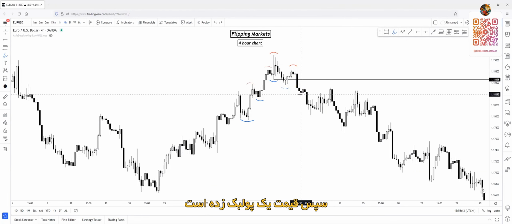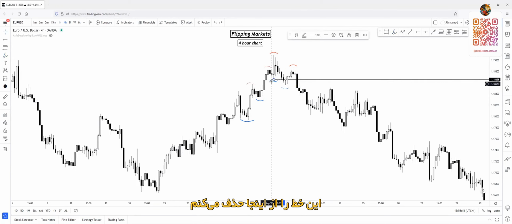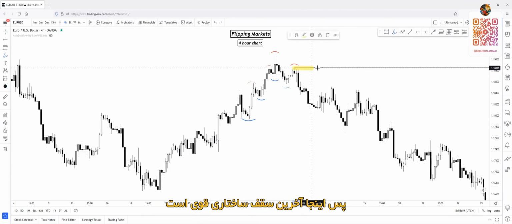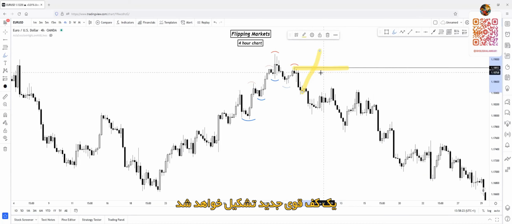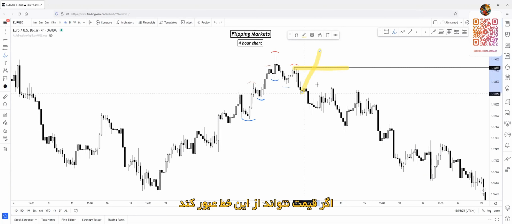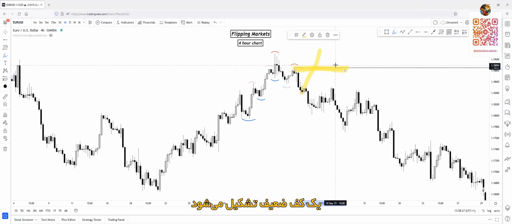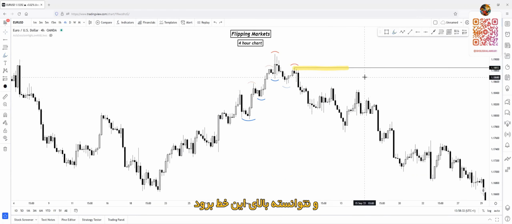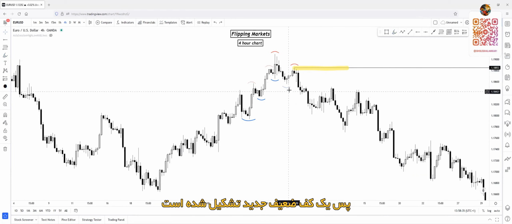After this, it created a pullback again. I will just delete this line from here and move it to here. So this is our last strong high point, structural point. If this point breaks, then a new strong low will be created. If price can't break through this line, then a new weak low will be created. So as you can see, price did a pullback here, couldn't break above this line. So a new weak low has been created.